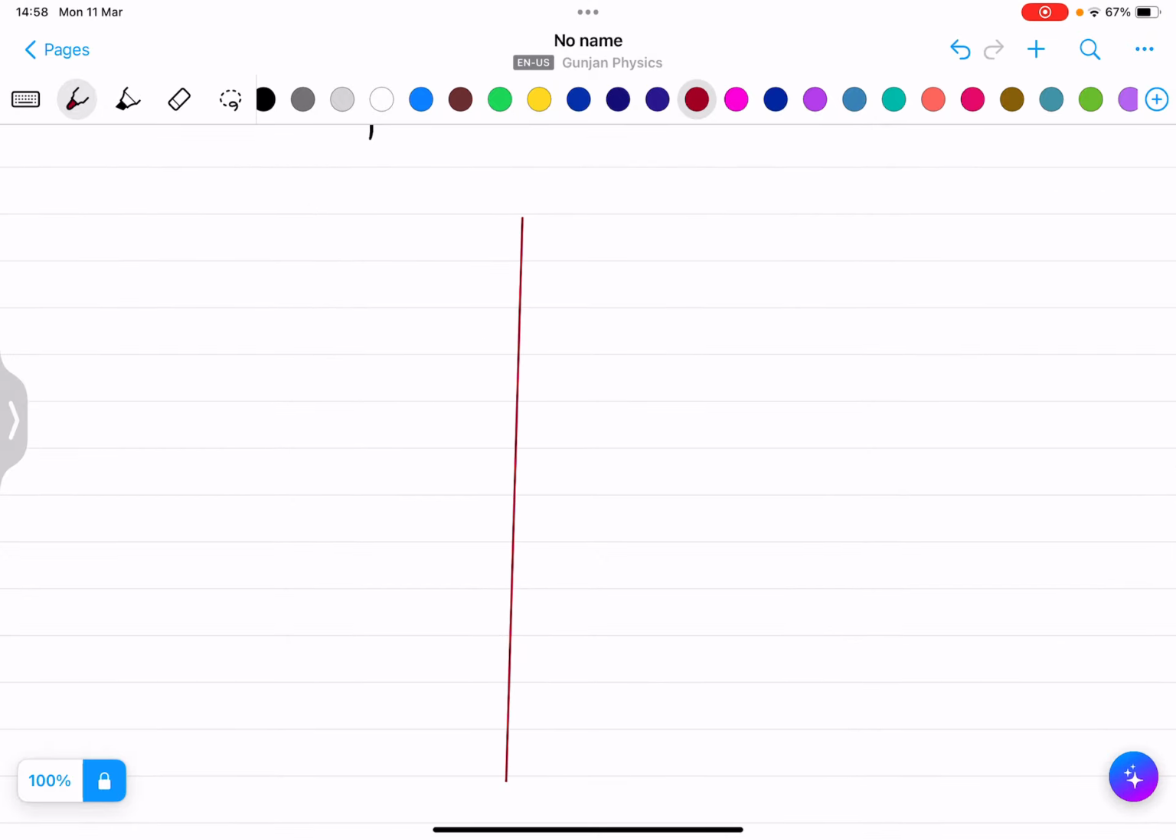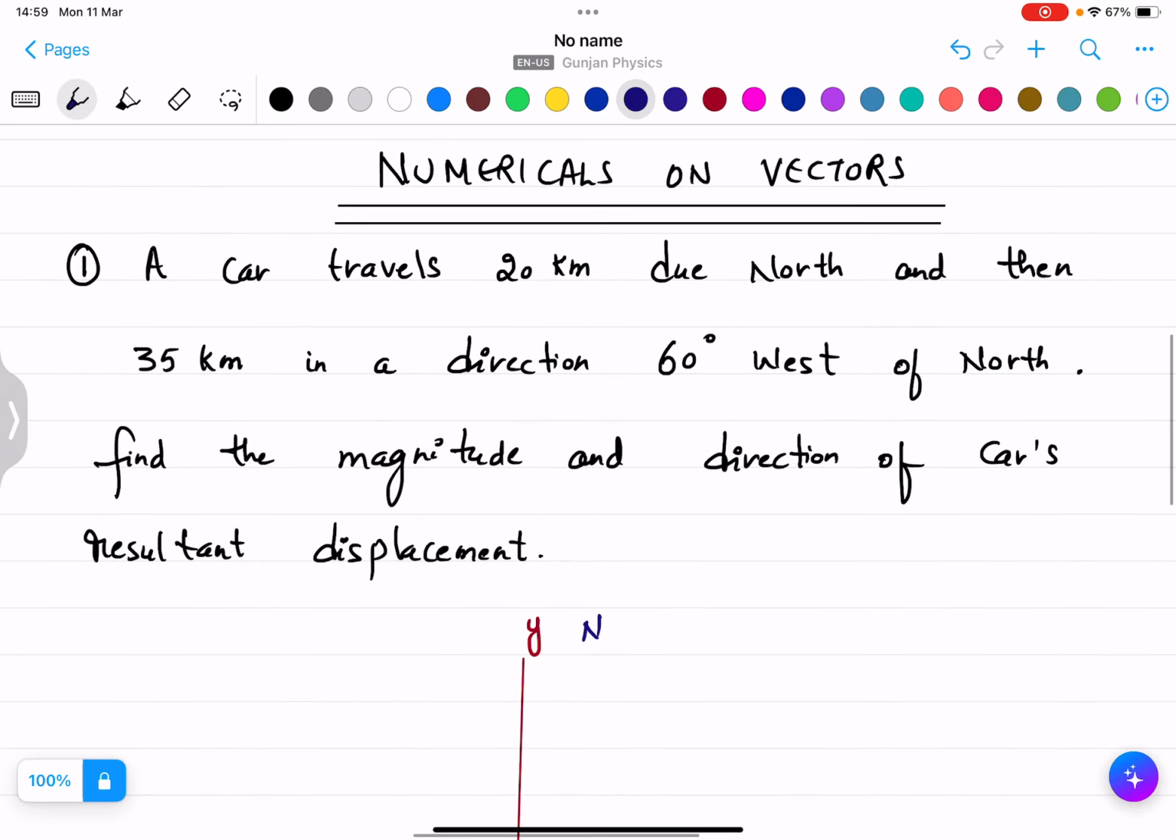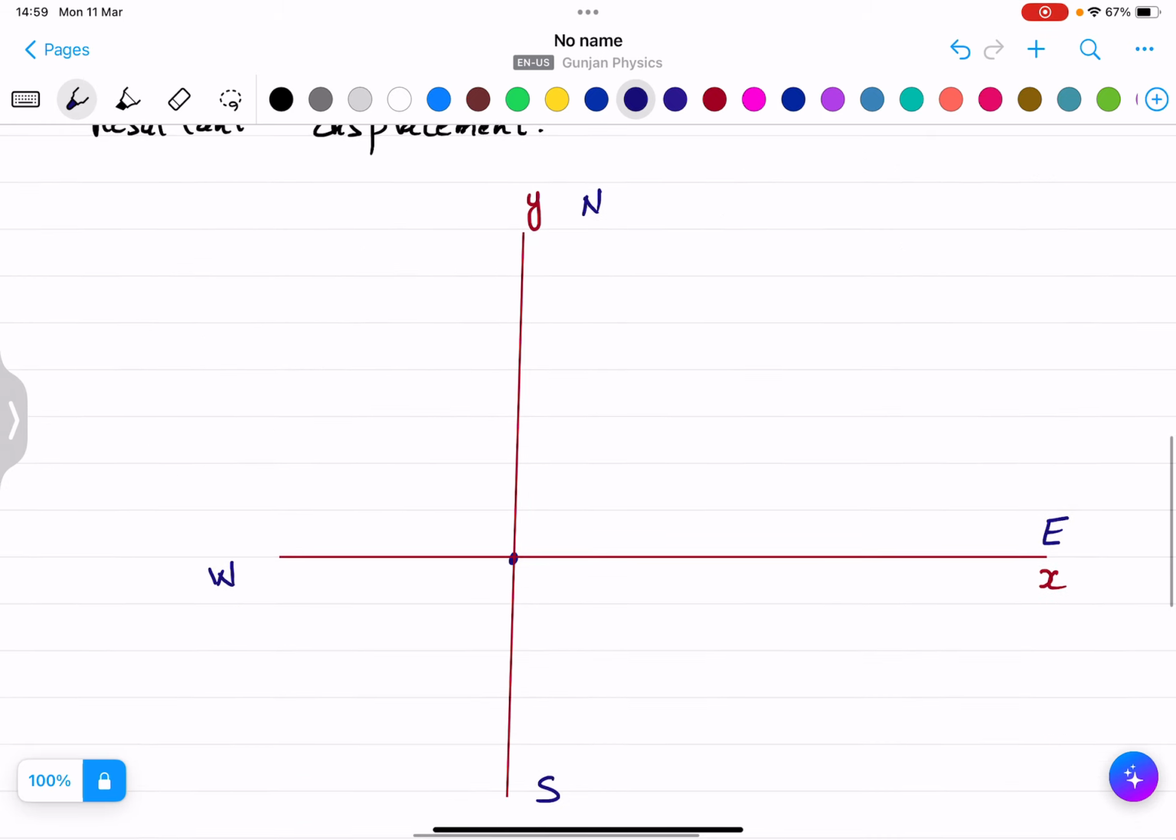So this is my x axis, and this is my y-axis. Because it is a north-east question, I will specify the directions east, west, this is north, and this is south. And this is my origin O. A car travels 20 kilometers due north. So the car is traveling and it makes 20 kilometers. That means, let us say this is my A vector, which is equal to 20 kilometers.